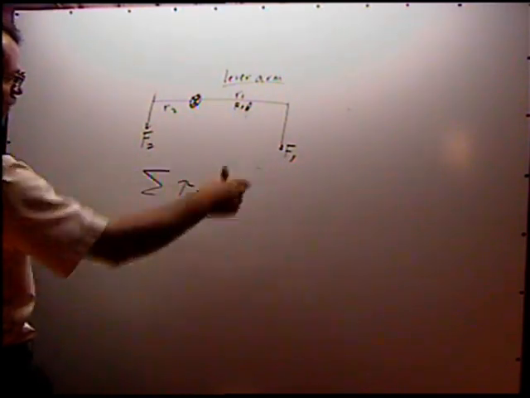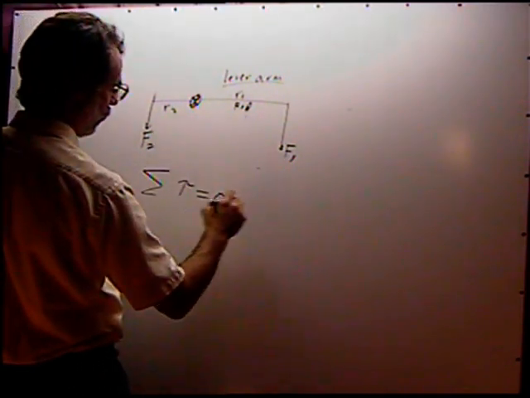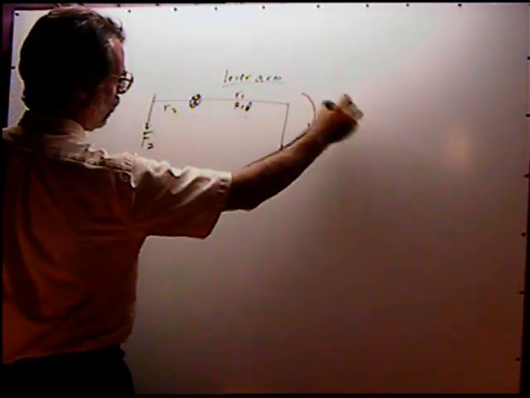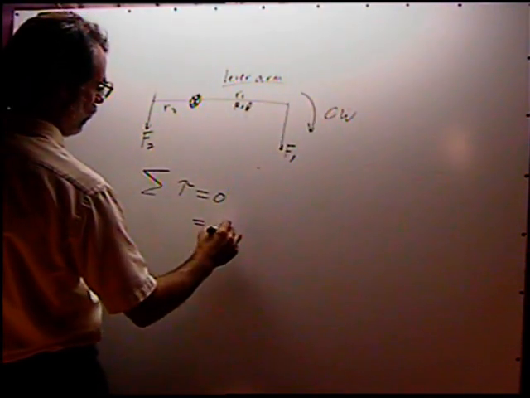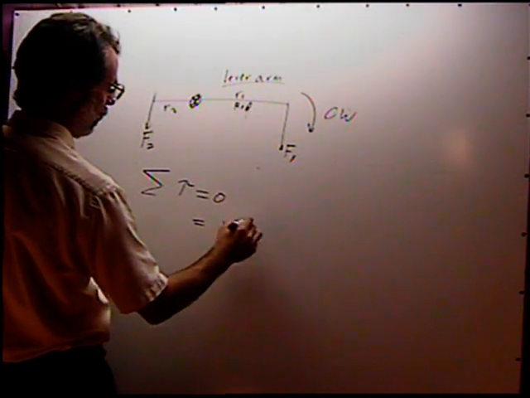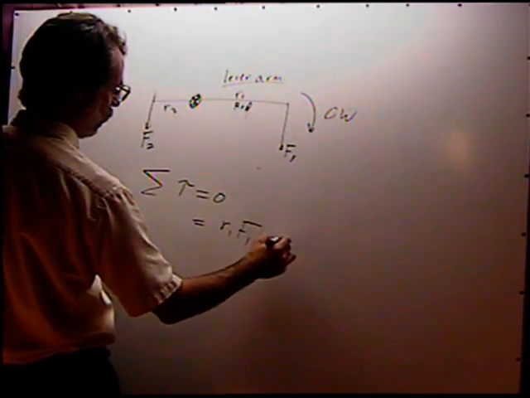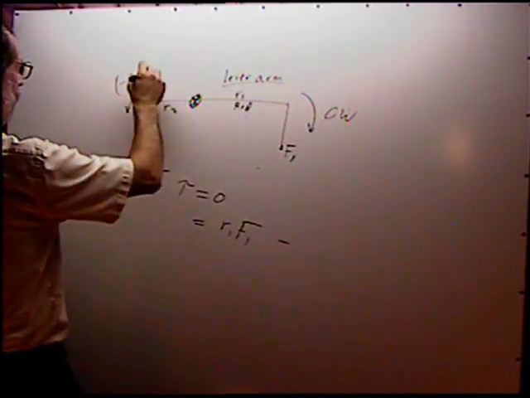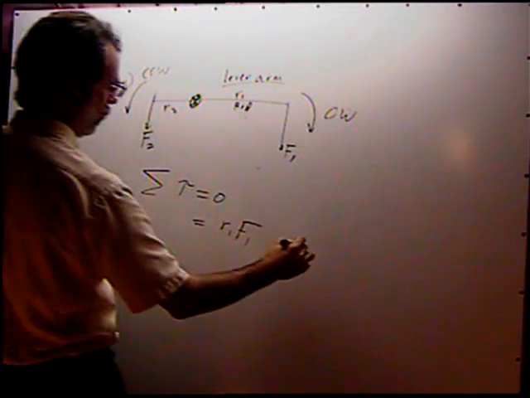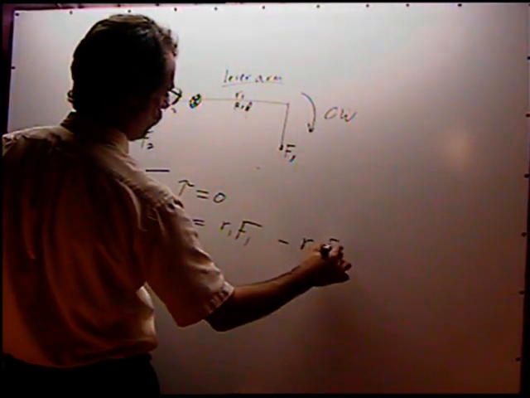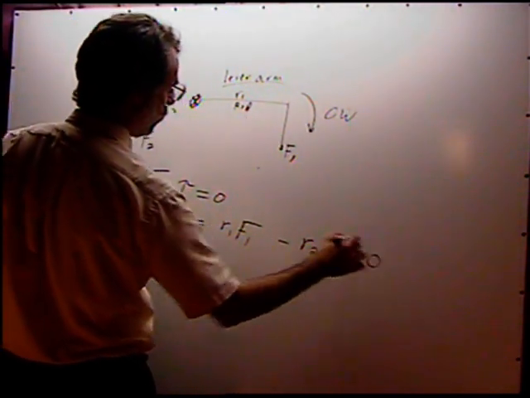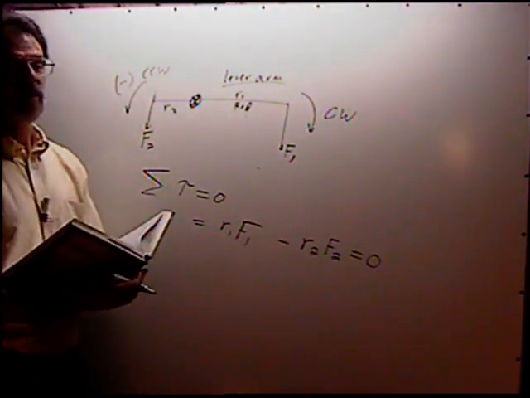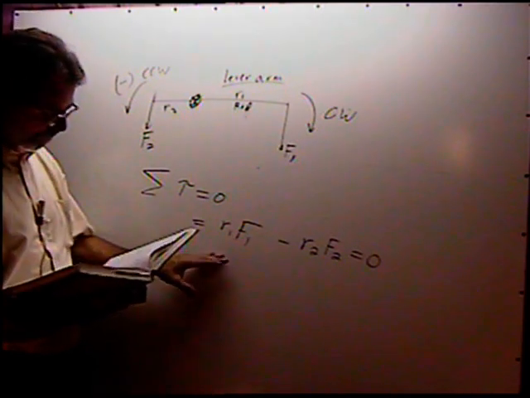So the sum of the torques going clockwise is R1 times F1, and the sum of the torques going the other way, counterclockwise, which will give it a negative sign, would be R2 times F2. And these have to equal 0. So this would be the static rotational equilibrium condition that must be met.